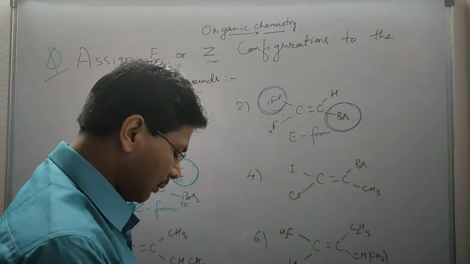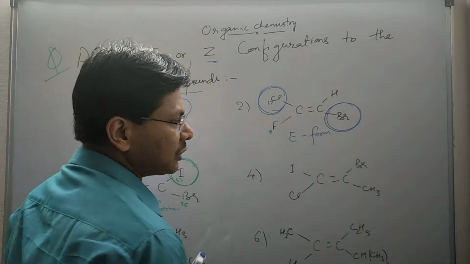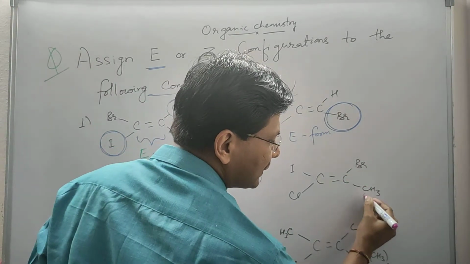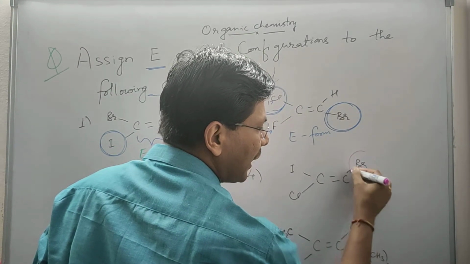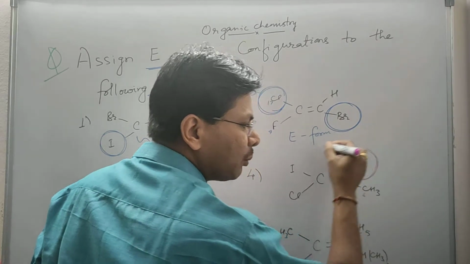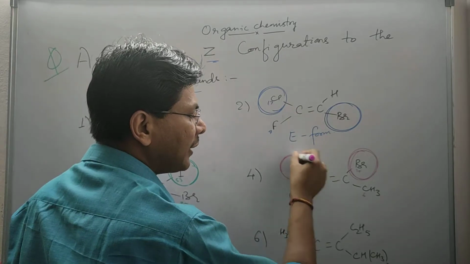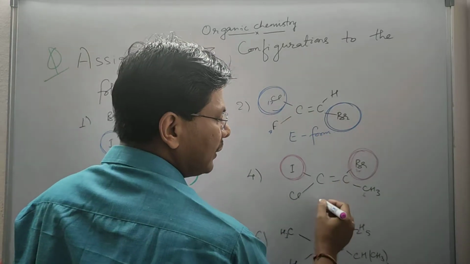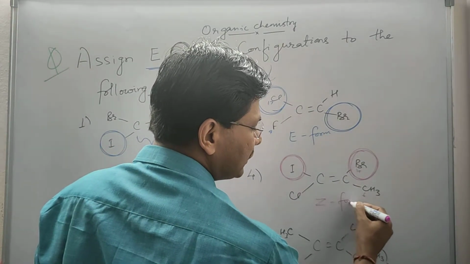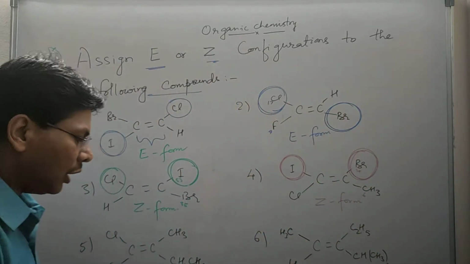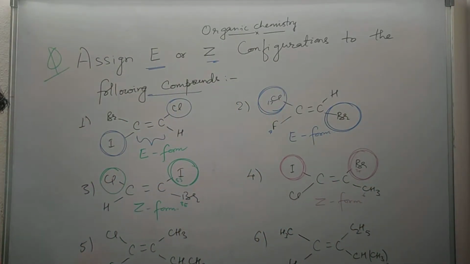Now moving to the 4th question. We have bromine and methyl. Carbon is 6 here, but bromine is 35. So priority is given to bromine. Now coming to iodine and chlorine. Iodine has higher atomic number, so priority is given to iodine. Both are together, so that is Z form.